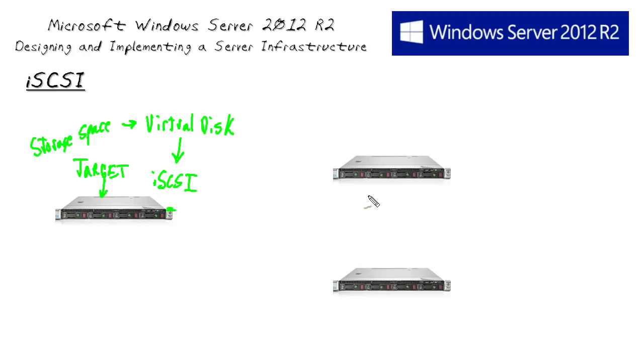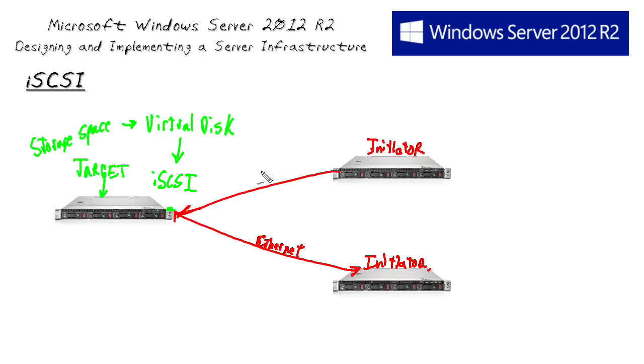Over here, you are going to have your initiators. So this is going to be an initiator. This could be one. This could be one. And the initiator, remember, initiates a connection with a target. And it does it over, and this is why it's iSCSI, an Ethernet connection, right? So you've got an Ethernet connection right here, and then an Ethernet connection over here.